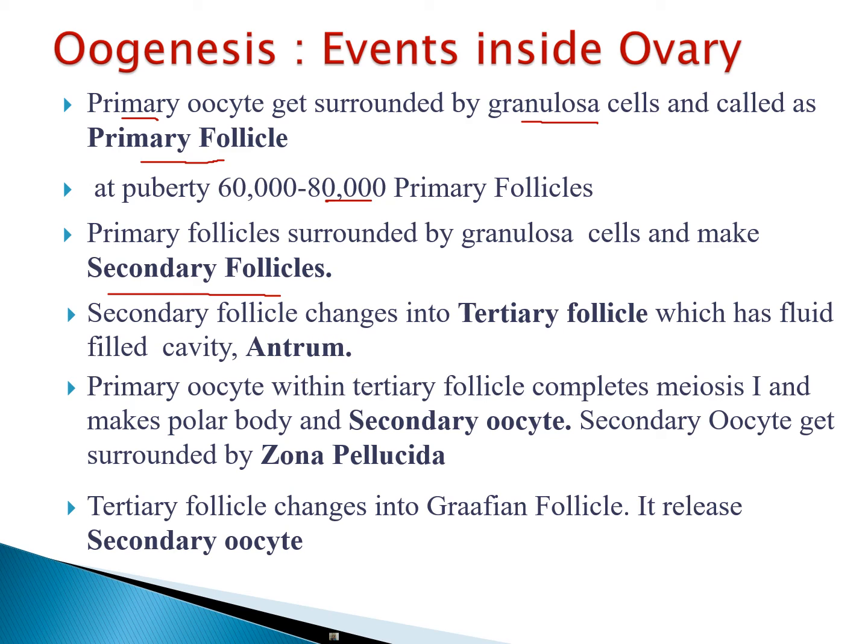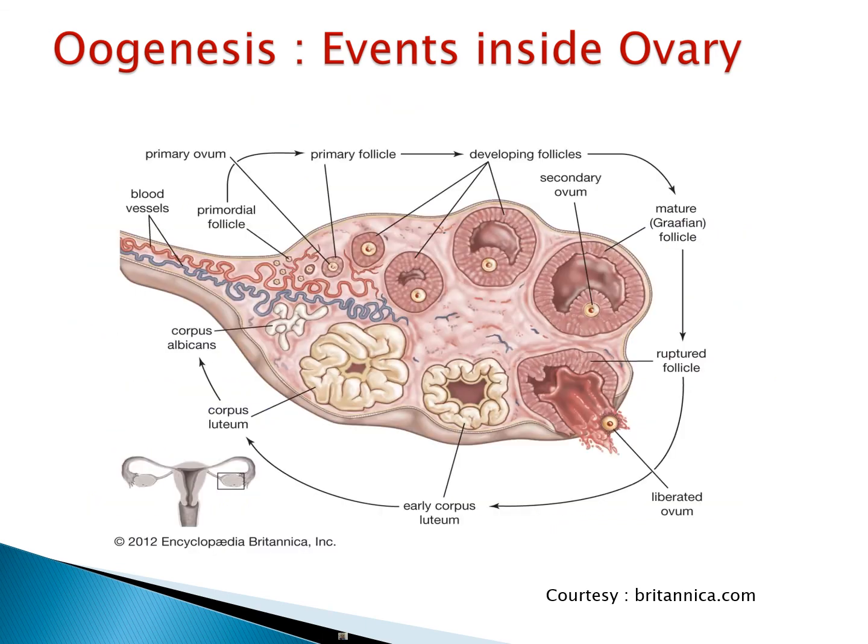These secondary follicles further change into the tertiary follicle, which has a fluid-filled cavity which is called the antrum. These secondary oocytes will undergo meiosis 2, and then the cells of the secondary oocyte get surrounded by the zona pellucida. Once more granulosa cells are added, the tertiary follicle further changes into the Graafian follicle. Now let us see all these points in the coming diagram.